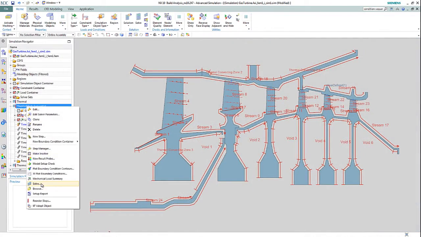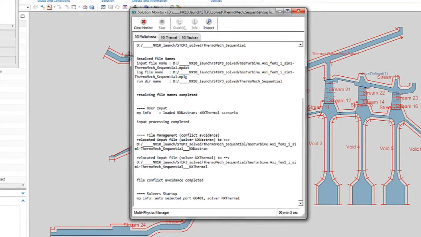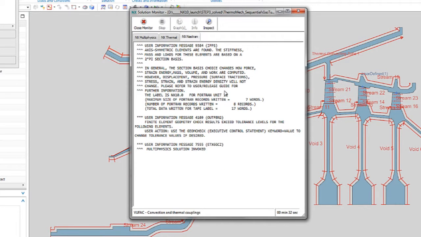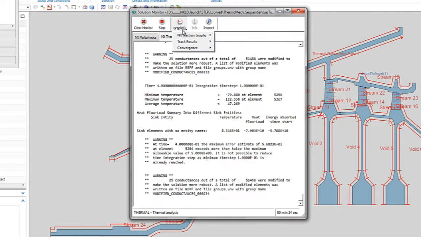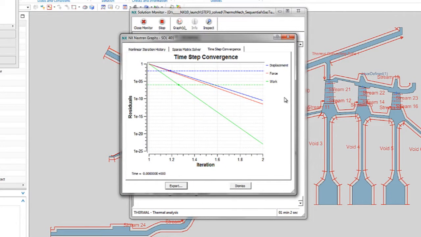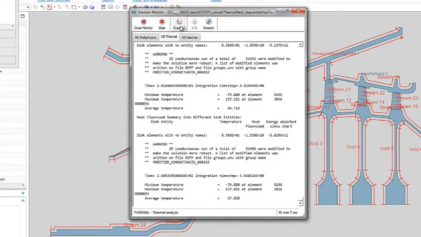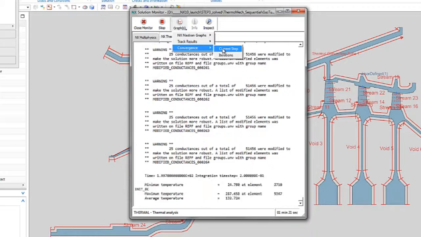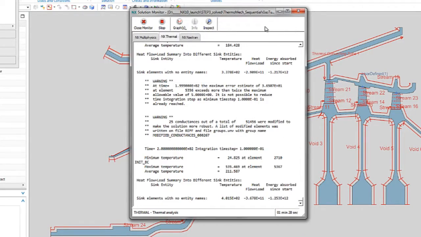With the analysis model defined, the engineer then kicks off the solve, and the solution monitor will simultaneously track solution progress for the coupled structural thermal solution between NX Nastran and NX Thermal. The engineer can view graphs to monitor convergence for both the thermal and structural solutions, and he can also monitor the progress of key results.